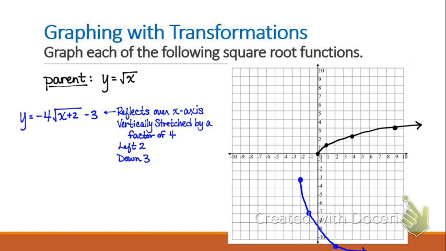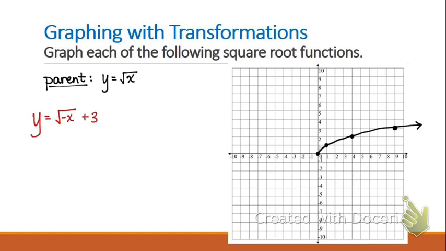All right. Next transformation coming up. So we just had a reflection over the x-axis. This time my negative is underneath the square root with the x, so that's not going to be a reflection over the x-axis. That's going to be a reflection over the y-axis. And then that plus 3 on the end is going to shift it up 3. So again, I'm going to plot my vertex first. Going up 3 is going to move that up here.